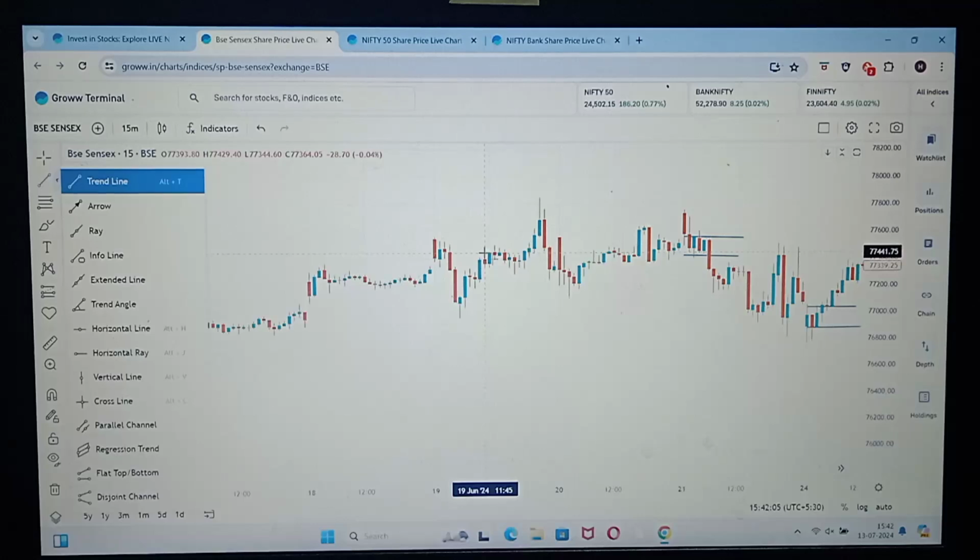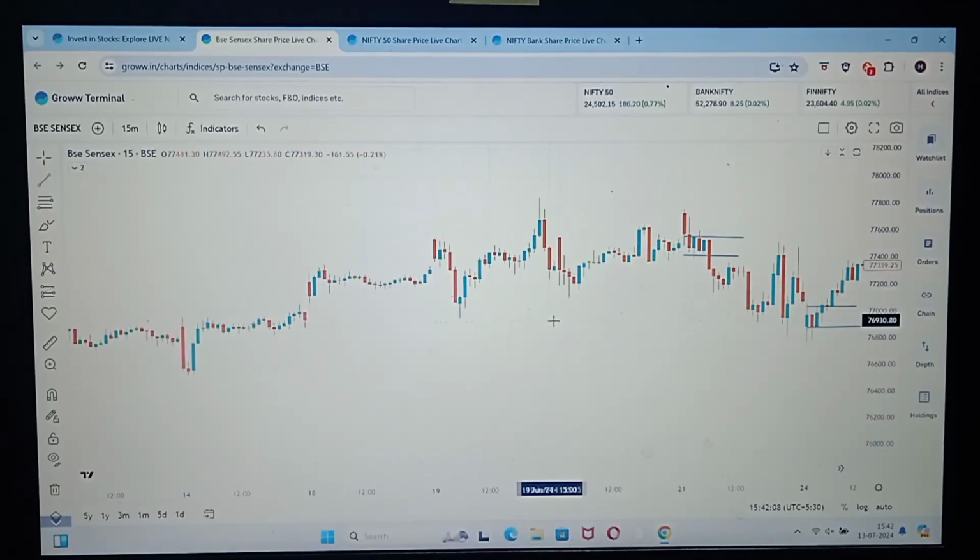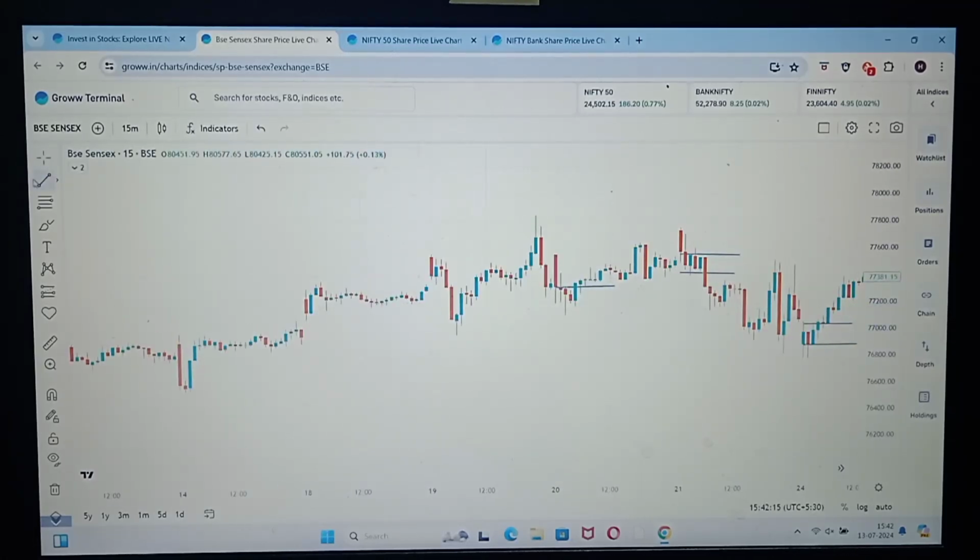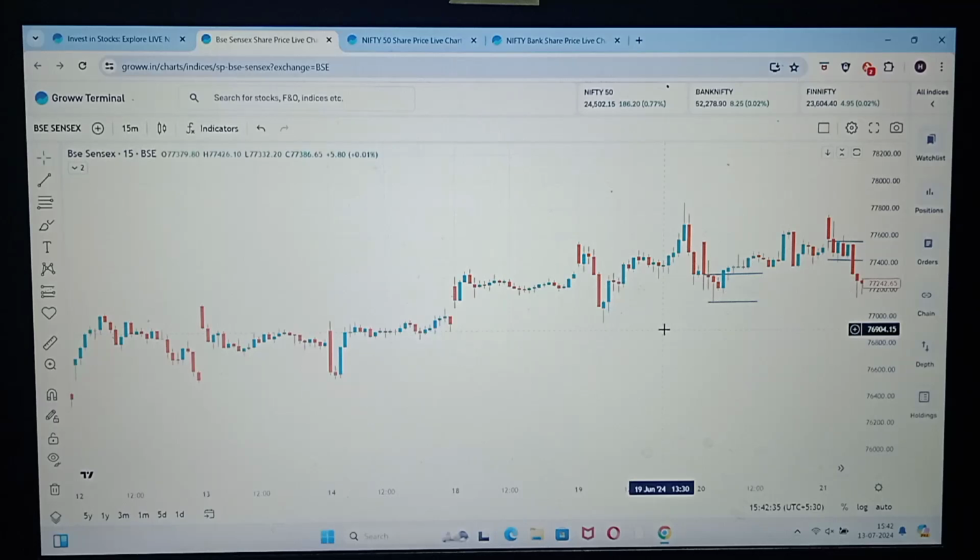9:45, here, marking the high and low. So you can clearly see 10:45, 77,330 we took a trade, easily gone up, given 100 and 150 points easy.